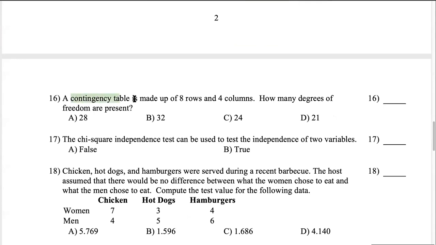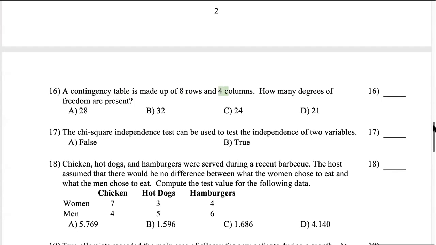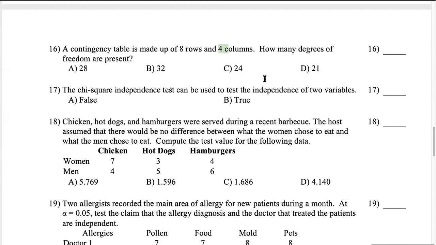A contingency table made up 8 rows, 4 columns. What's the degree of freedom? So 8 minus 1, multiply 4 minus 1. Remember the formula we just covered, right? So you have to multiply them.